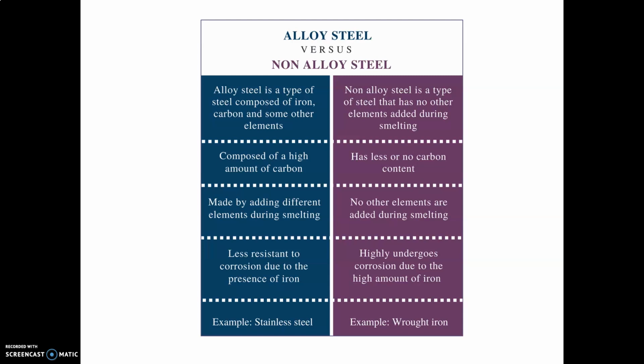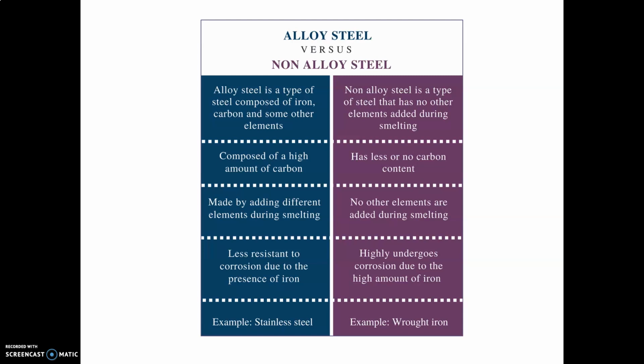Whereas non-alloy steel is a type of steel that has no other elements added during the smelting process. Number 2, alloy steel is composed of a high amount of carbon content, whereas non-alloy steel has low or no carbon content. Number 3, alloy steel is made by adding different elements during the smelting process. Here, no other elements are added during the smelting process.